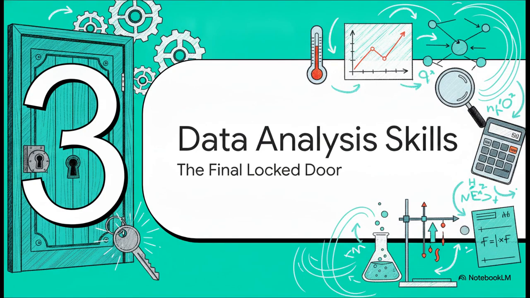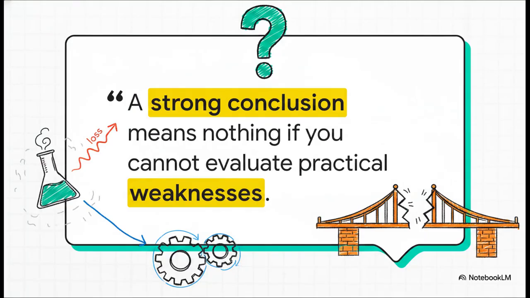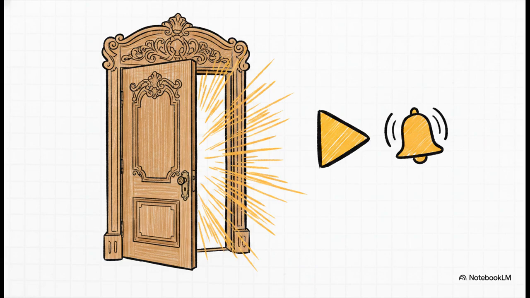Which brings us to part 3, the locked door of data analysis skills. Because here's the thing, calculating the answer perfectly is really only half the battle. As the examiner notes, a strong conclusion means nothing if you cannot evaluate the practical investigation's weaknesses. You've got the framework to write the conclusion now, sure, but you currently lack the skill to suggest top-band practical improvements. What happens when you are asked how to fix the heat loss in this experiment? The evidence is crystal clear. Without evaluation skills, your perfect calculation is still guilty of dropping marks. So how exactly do you spot invisible thermal heat loss before the examiner does?